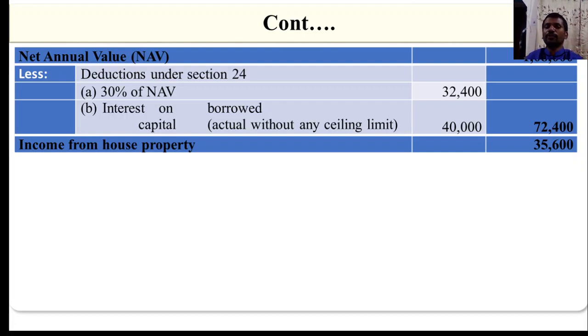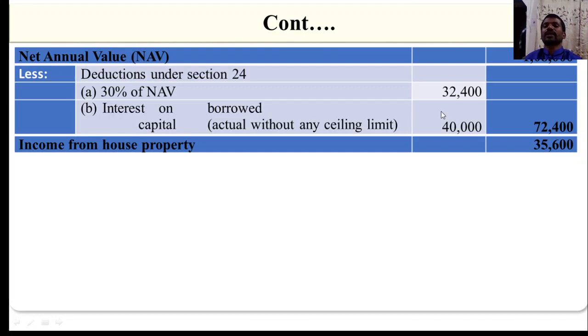Out of this annual value, what we have to do? We have to deduct the deductions under section 24. ಯಾವ್ಯಾವ ಡಿಡಕ್ಷನ್ಸ್ ಅಂದರೆ, ಫಸ್ಟ್ ಒನ್ 30% as standard deduction on annual value. ಇಲ್ಲಿ ಆನ್ಯುವಲ್ ವ್ಯಾಲ್ಯೂ 1,08,000 ಇದೆ. ಇದ್ರ ಮೇಲೆ 30% ಅಂದರೆ ಎಷ್ಟಾಗುತ್ತೆ? 32,400. This is the 30% of annual value as standard deduction.